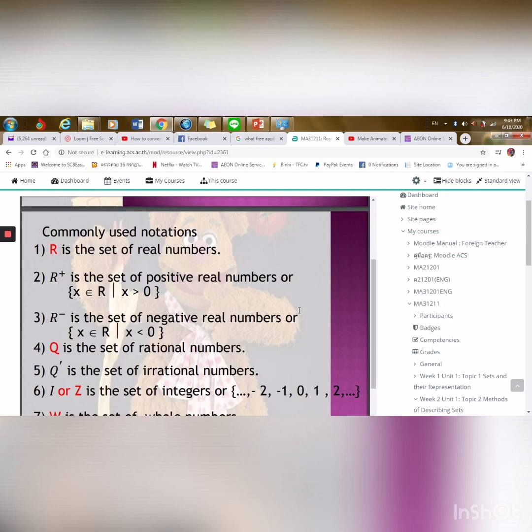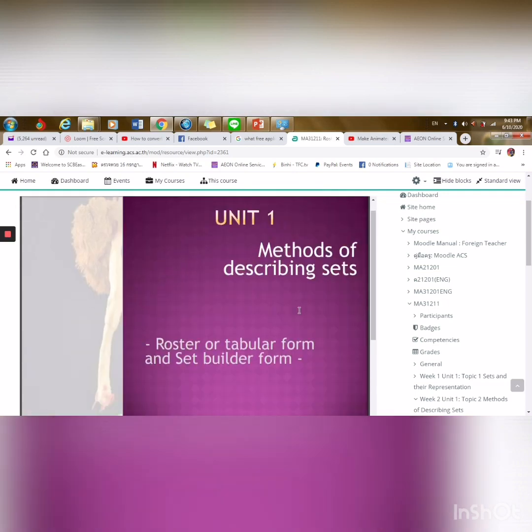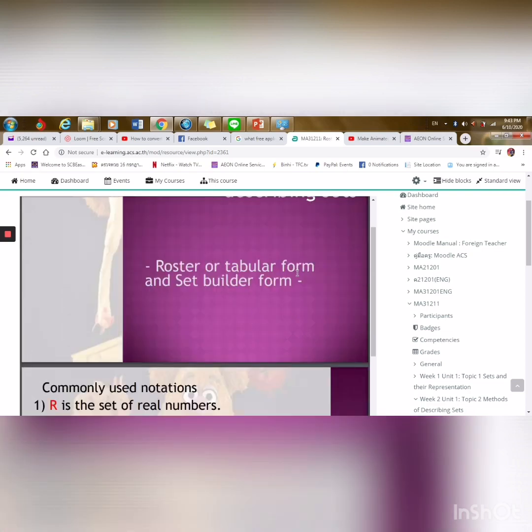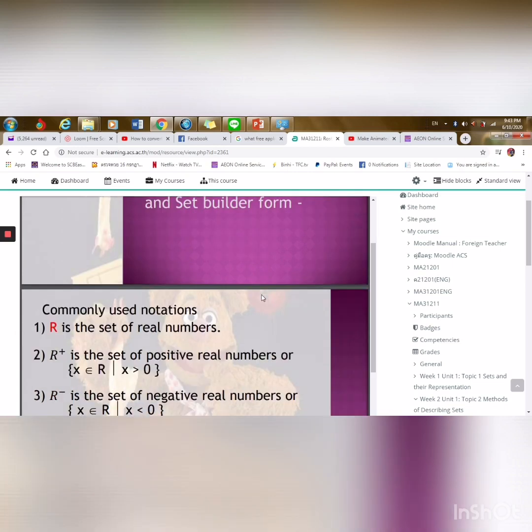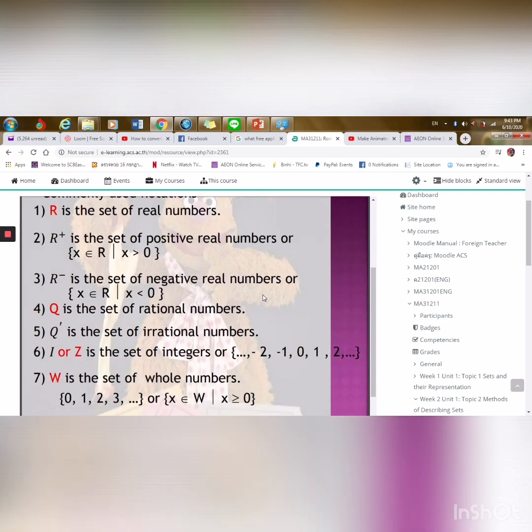In this video, I will teach you how to describe sets into two methods, and these methods are roster or tabular form and set builder form. But before we go on with our lesson, we will discuss first some basic commonly used notations. So we have 11 notations or symbols that we are going to apply in this topic.